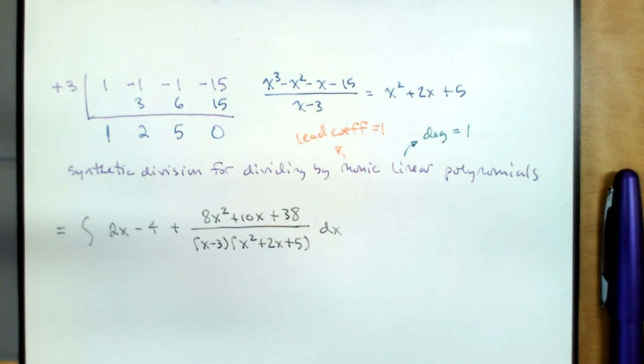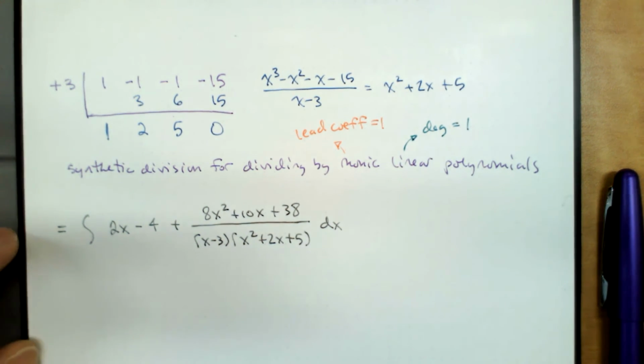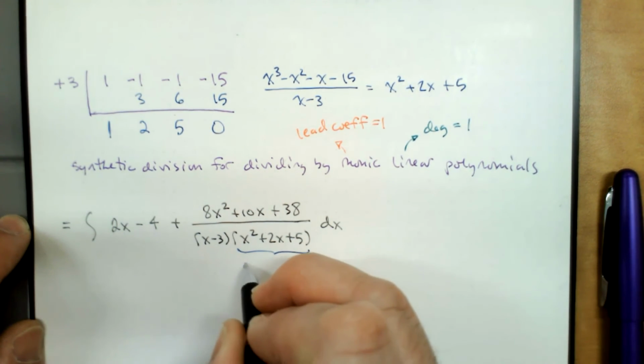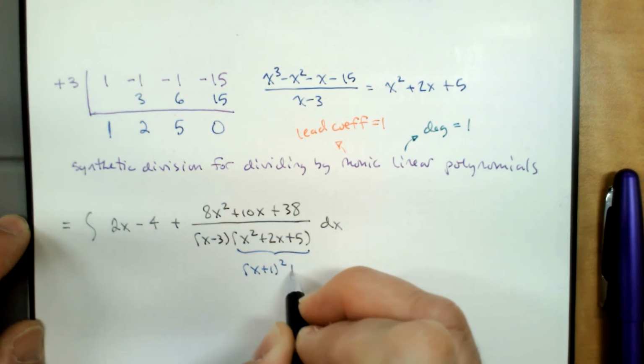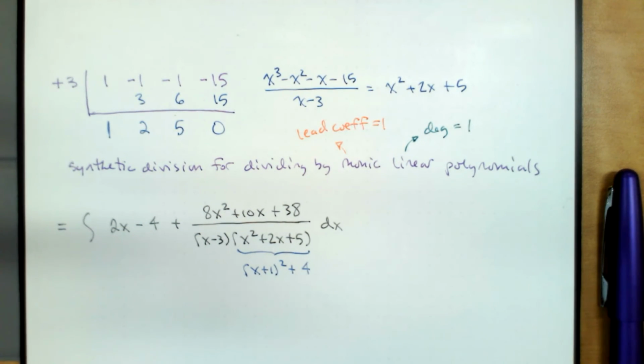Now notice, once I had that factor of x minus 3, I saw that the other factor was x squared plus 2x plus 5. That has complex zeros. We also notice that it has complex zeros and an x term. So eventually the square is going to have to be completed here. So that's how we're going to be reading that x squared plus 2x plus 5.